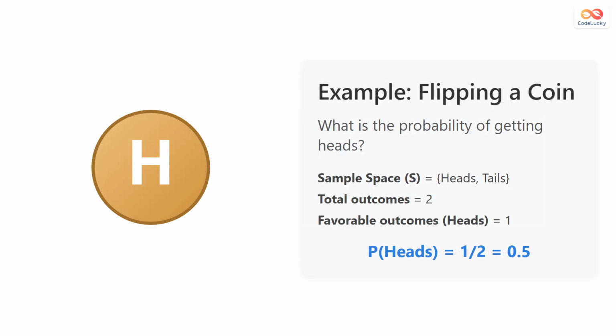Let's use a classic example, flipping a coin. What is the probability of it landing on heads? The sample space consists of two outcomes, heads or tails. So the total number of outcomes is 2. The outcome we are interested in, our favorable outcome, is getting a head, and there's only one way for that to happen. Therefore, the probability of getting heads is 1 divided by 2, or 0.5.